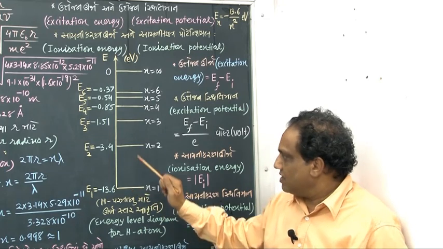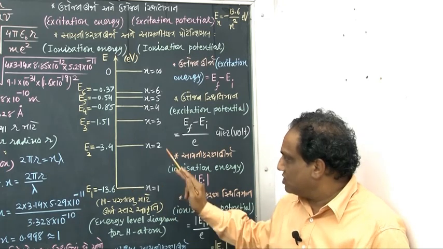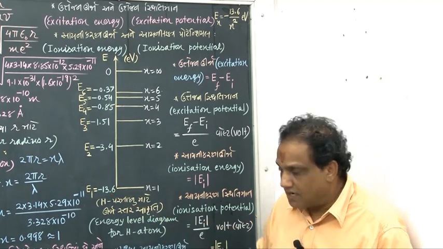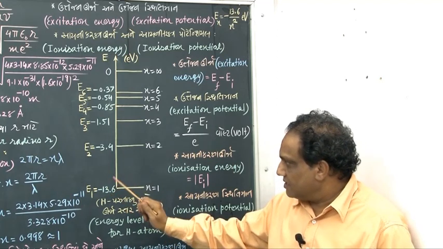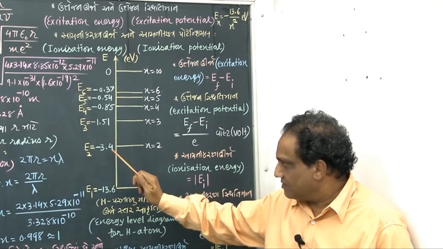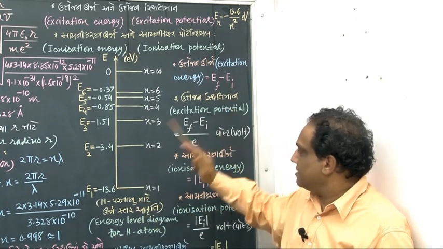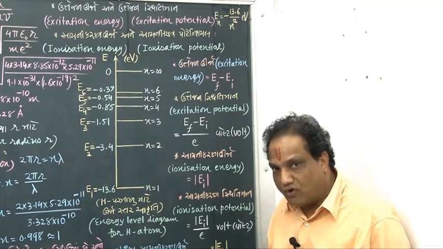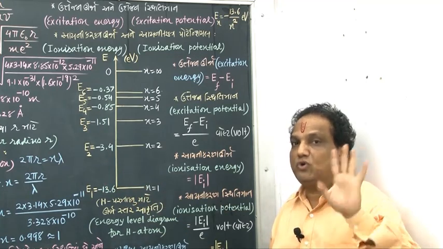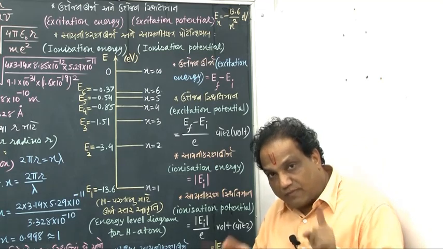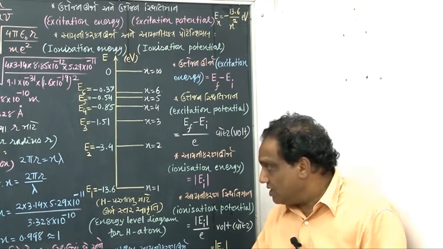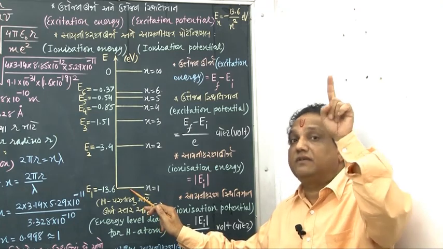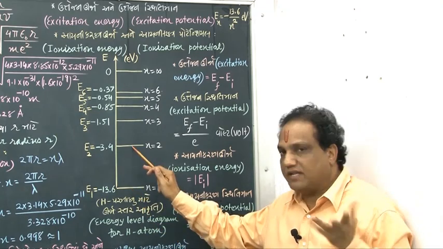Suppose the electron is lying here. You want to send it to here, say from the first state to the second state. How much energy will you require to be supplied? This minus this, EF minus EI, minus minus plus. So, it is 13.6 minus 3.4, the answer is 10.2 electron volt. So, when you supply 10.2 electron volts of energy to the electron lying in the ground state in a hydrogen atom, it will just get transferred to the second energy level.